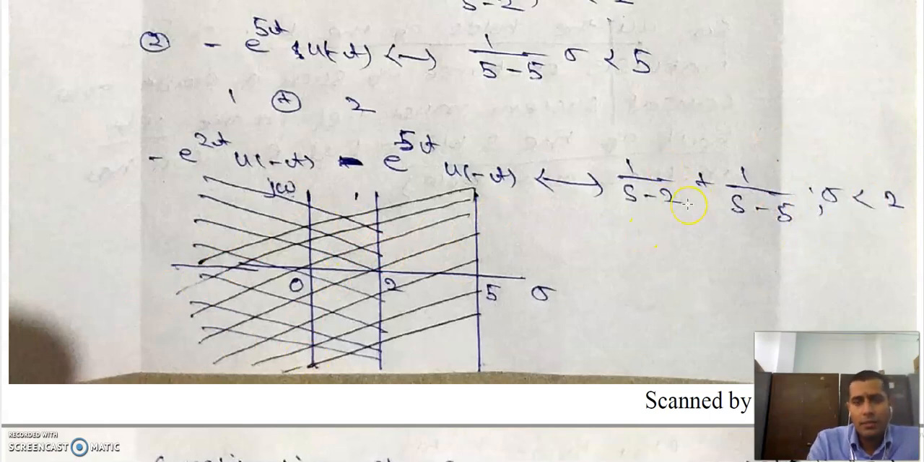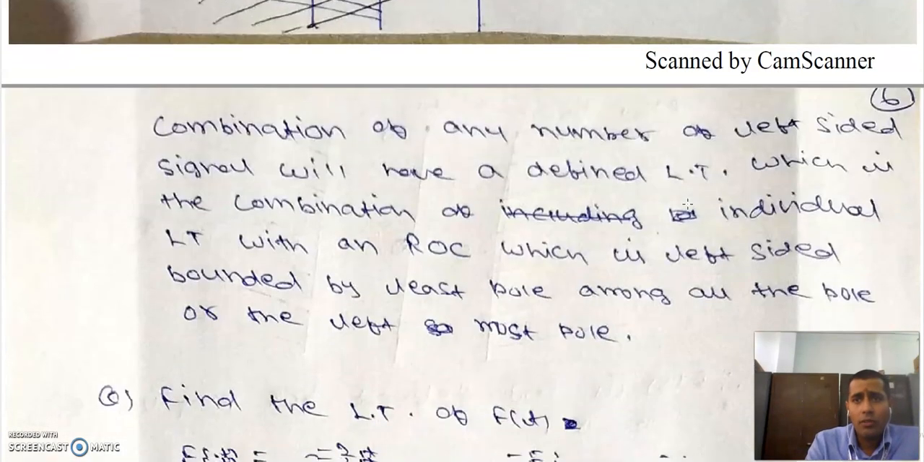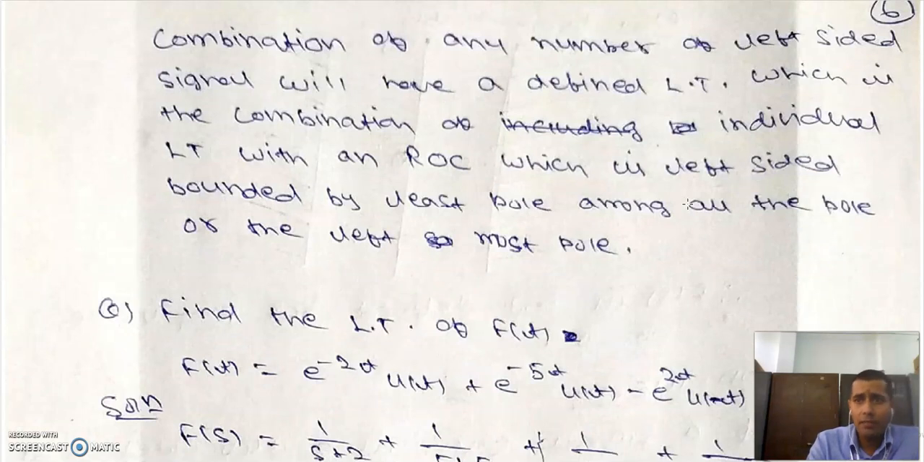Remember it. Okay. Now a combination of any number of left-sided signals will always have a defined Laplace transform, which is the combination of the Laplace transforms, with ROC which is left-sided, bounded by the least pole among all the poles, or the leftmost pole.